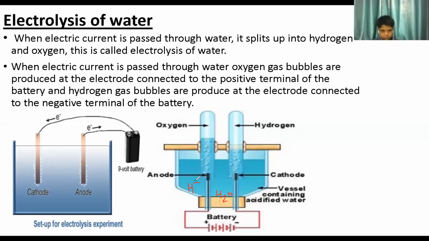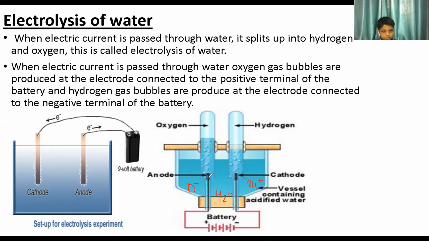Hydrogen forms a positive ion, whereas oxygen forms a negative ion. So they would be separated in the water itself. पूरा water एक साथ नहीं split हो जाएगा, water के कुछ कुछ molecules split होके they will form the ions of hydrogen and oxygen. Now look carefully.